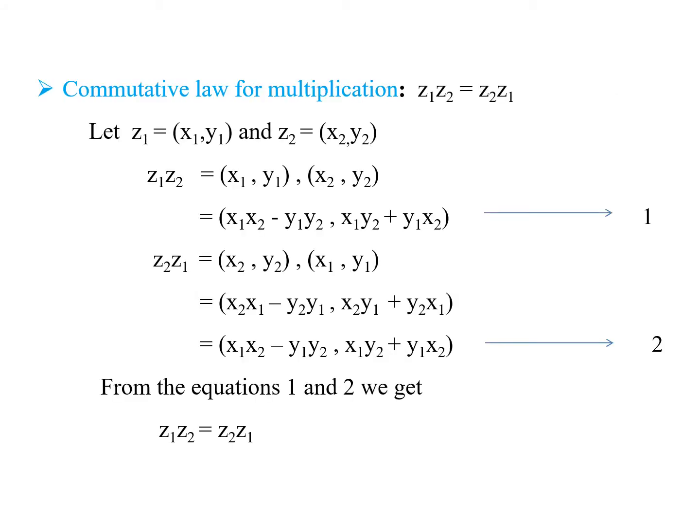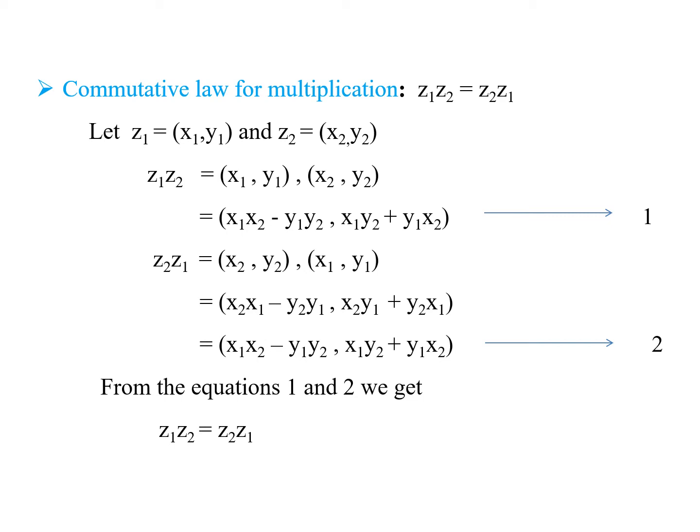Next one, the commutative law for multiplication. So z1 into z2 equals z2 into z1. Similarly, we take any two complex numbers z1 and z2. So we are multiplying these two: z1 z2 equals the ordered pair x1 comma y1 into the ordered pair x2 comma y2. So we apply the multiplicative law for any two complex numbers, and it gives x1 x2 minus y1 y2 comma x1 y2 plus y1 x2.